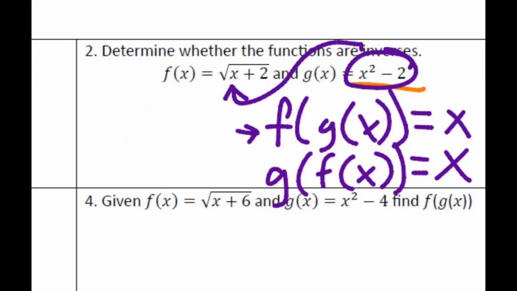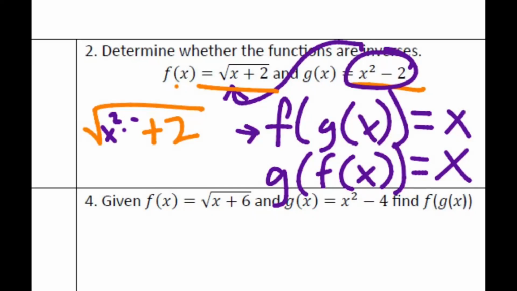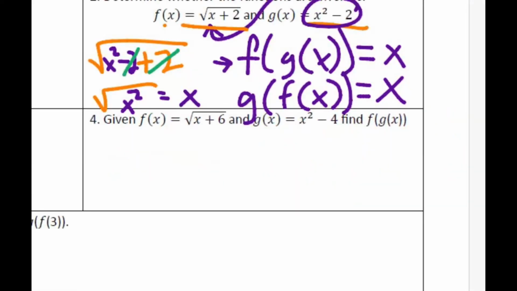Here, let me color code this a little better. So I'll call this orange, and the other one will be purple. So I have the square root of that. And so in for x, I'm going to plug in x squared minus 2. Okay. Now, these are going to cancel inside of there, negative 2 plus 2, and then I'm left with the square root of x squared, which just equals x.